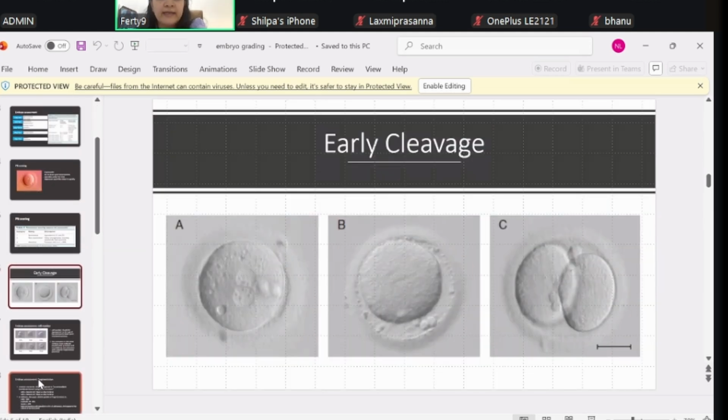Then coming to early cleavage. Here is the PN stage, then the PN is dissolved and the next is the cell stage, the 2 cell stage. Here we can clearly see whether the ICSI that we have done has resulted in fertilization or not. This is the representation that PN is formed. If there is no PN, then we will not be able to see embryo development. For any embryo development, the prerequisite is fertilization of the oocyte.